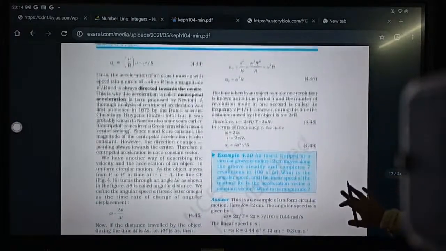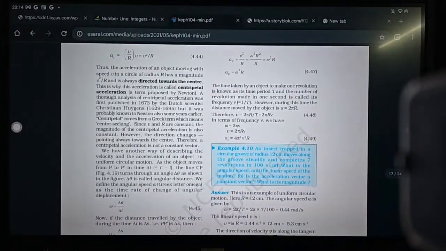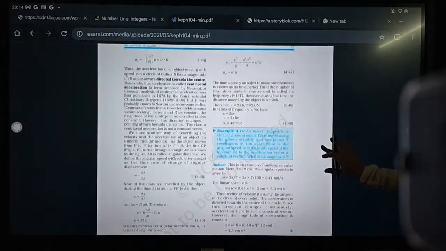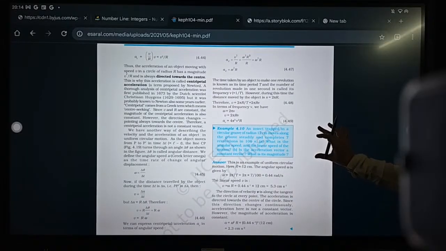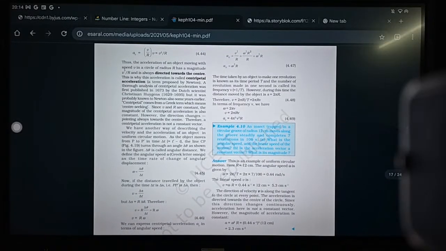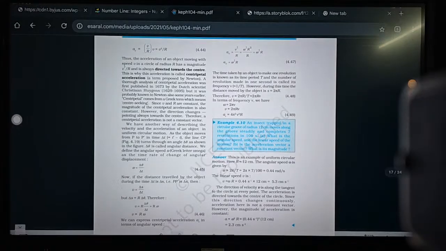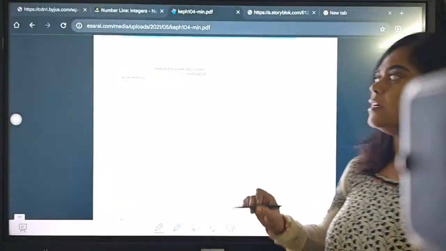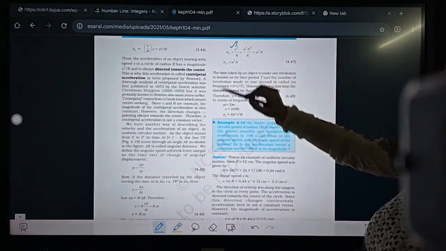Okay. Then here it comes. You know what is this, A suffix C? What is this? Tell me, Kavya. Centripetal acceleration. Right. So centripetal acceleration is V square by R.